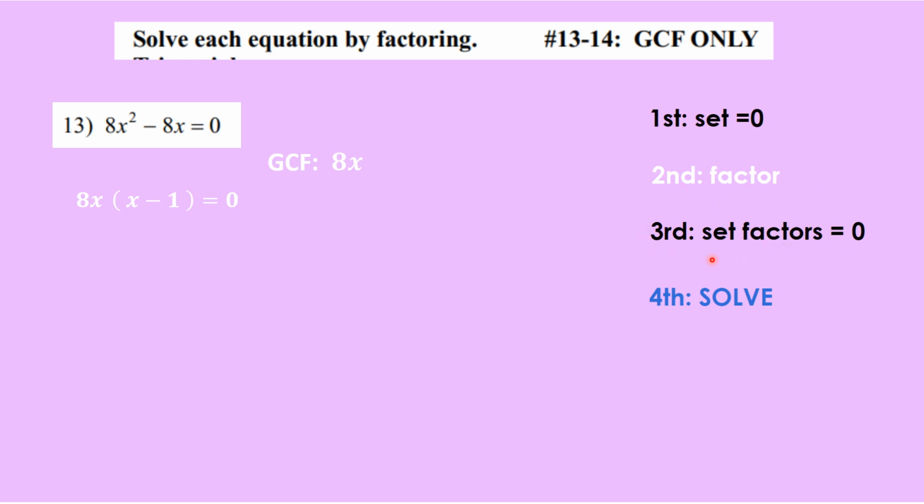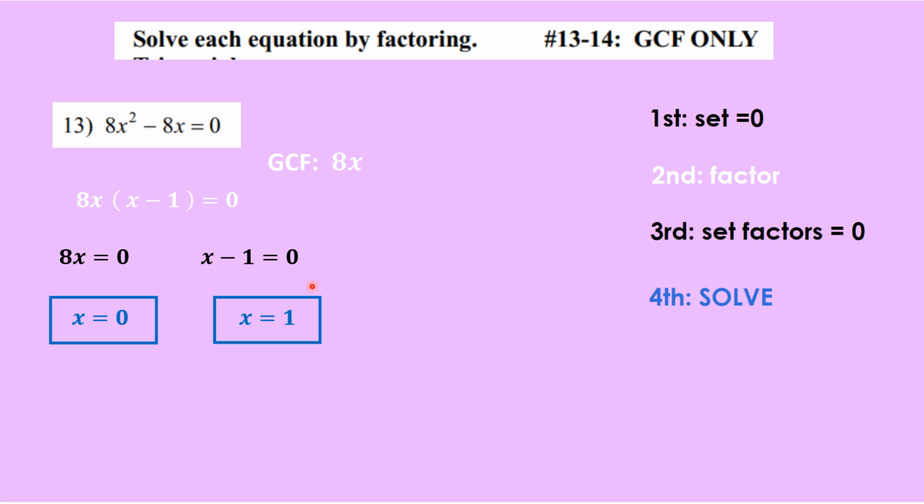Then I'm going to set each of those factors equal to 0. So I'm going to say 8x equal to 0 and x minus 1 equal to 0. To solve for 8 times x equaling 0, we divide by 8, so x equals 0. And to solve for the other one, x minus 1 equals 0, I have to add 1 to both sides of the equation, so I get x equaling positive 1. Remember, as you look at the exponent, it'll tell you that you can have up to 2 different solutions, and we did in this example.